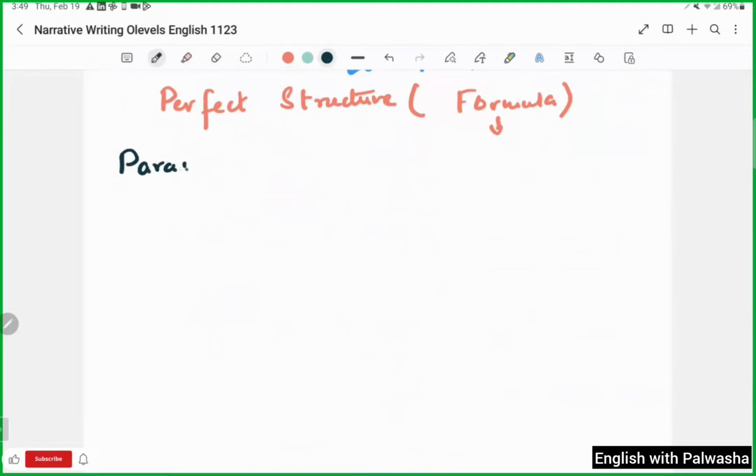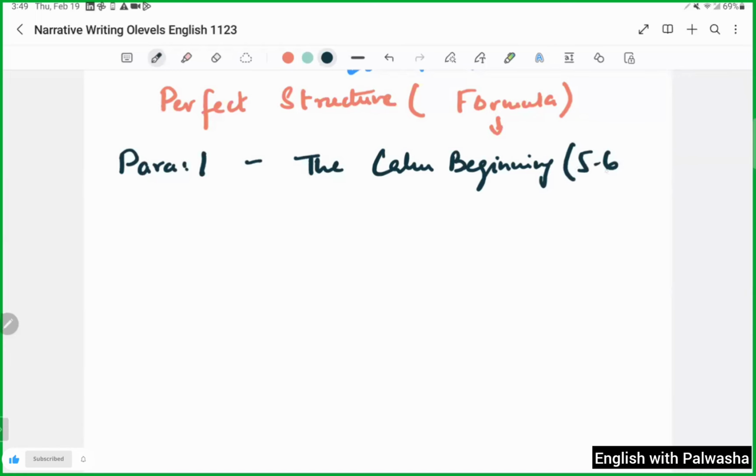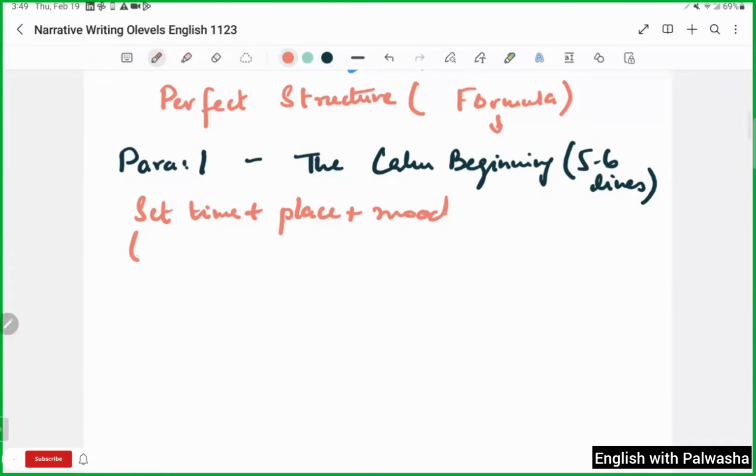Okay, the paragraph one. So you have to do the calm beginning. It could be a cliffhanger which you can use. It could be hook kind of sentences you can use, but it should be a calm beginning of 5 to 6 lines, right? In this beginning, you have to set the time, plus you have to talk about the place, plus you have to talk about the mood. Or you can start with the action as well. You can start with any action as well, because it's a narrative. But do not start directly with the action.